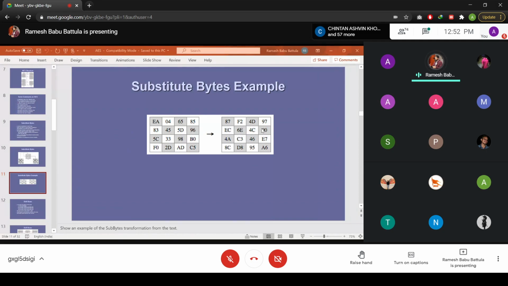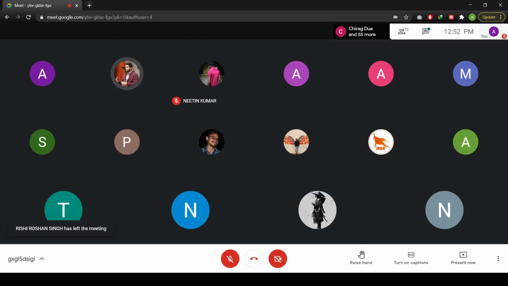Any doubts on this till now? Please tell me. It's very easy. The only problem here is that we need to understand how to construct the S box. After that, there is a little confusion in the mix column operation. Remaining all are very easy to understand about this AES algorithm.